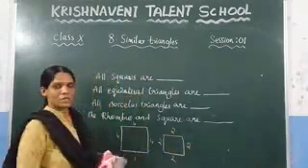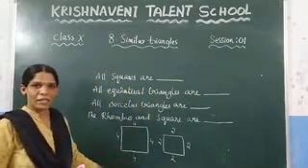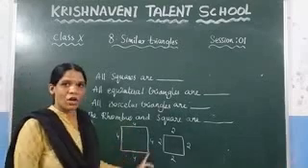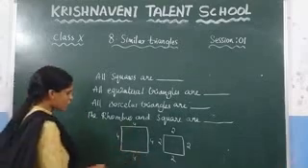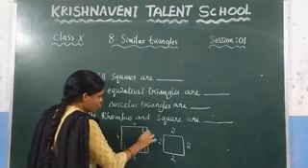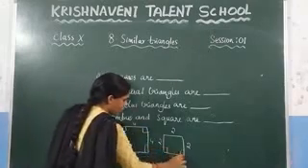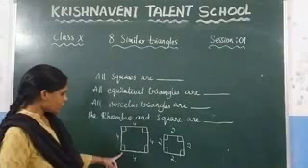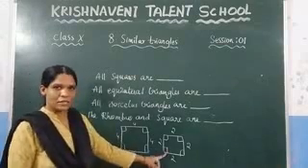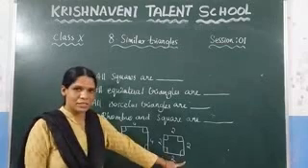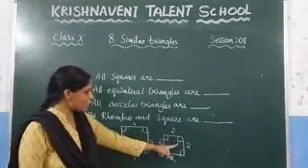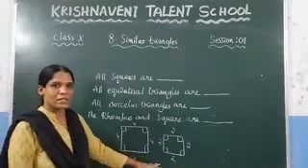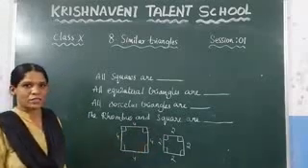Now, what is the condition for similarity? The first one: the corresponding angles should be equal. And you know that in a square, all angles are equal to 90 degrees. That means here and here, all angles are 90 degrees, and here also, all angles are 90 degrees. So the first condition is satisfied, because this angle is 90 and this angle is 90. Similarly, here this angle is 90 and this angle is 90. And here this is 90, this is 90, this is 90 and this is 90. Since the corresponding angles are equal, the first condition is satisfied.